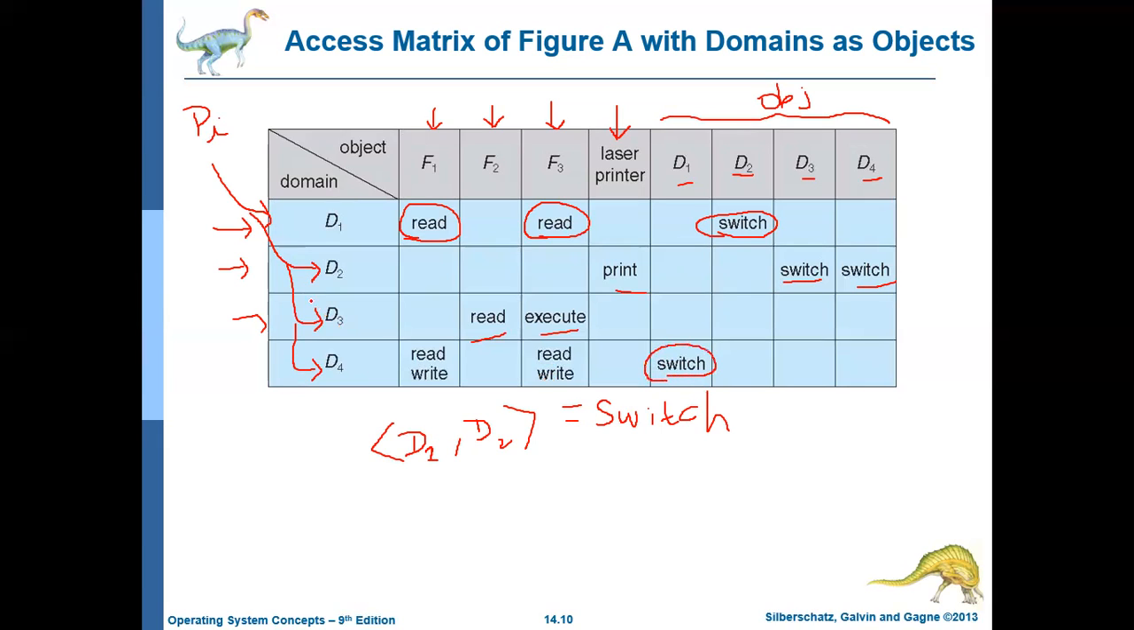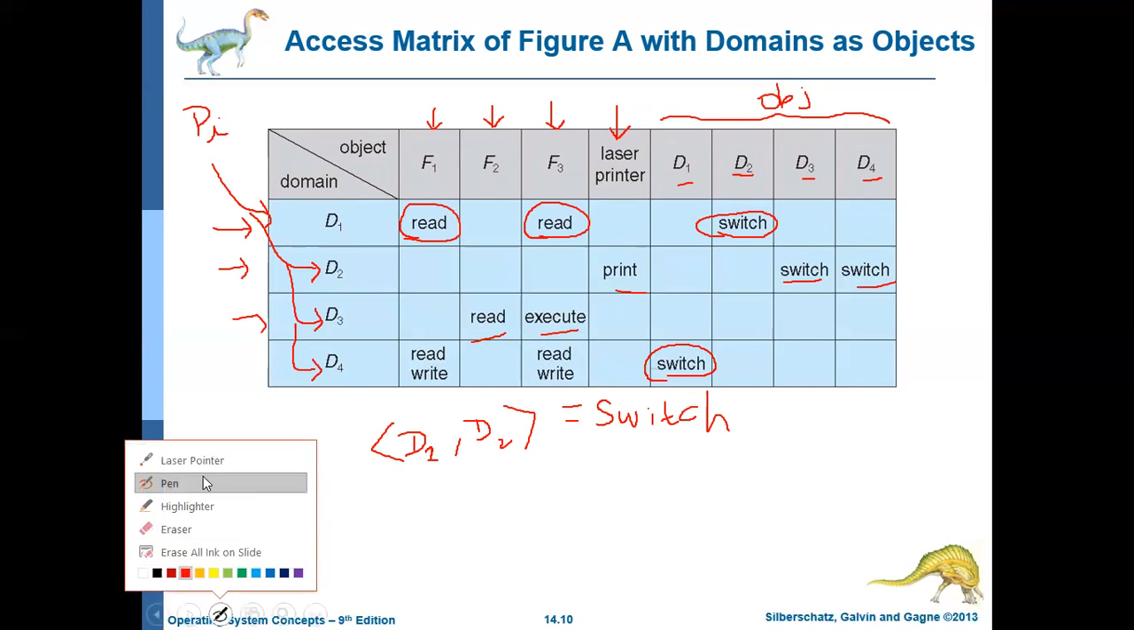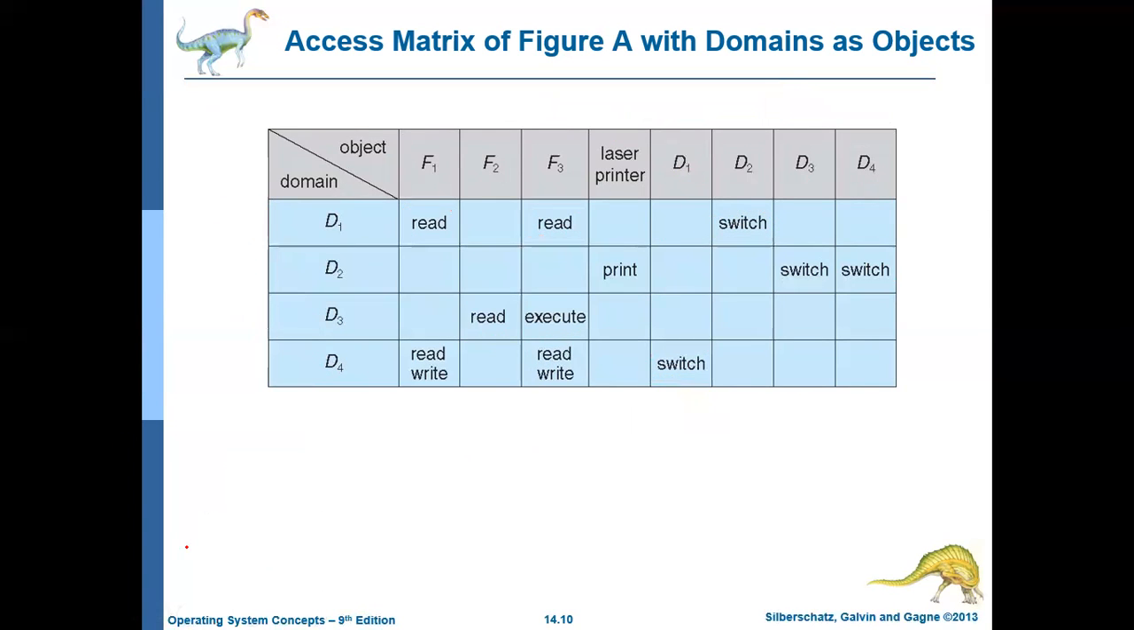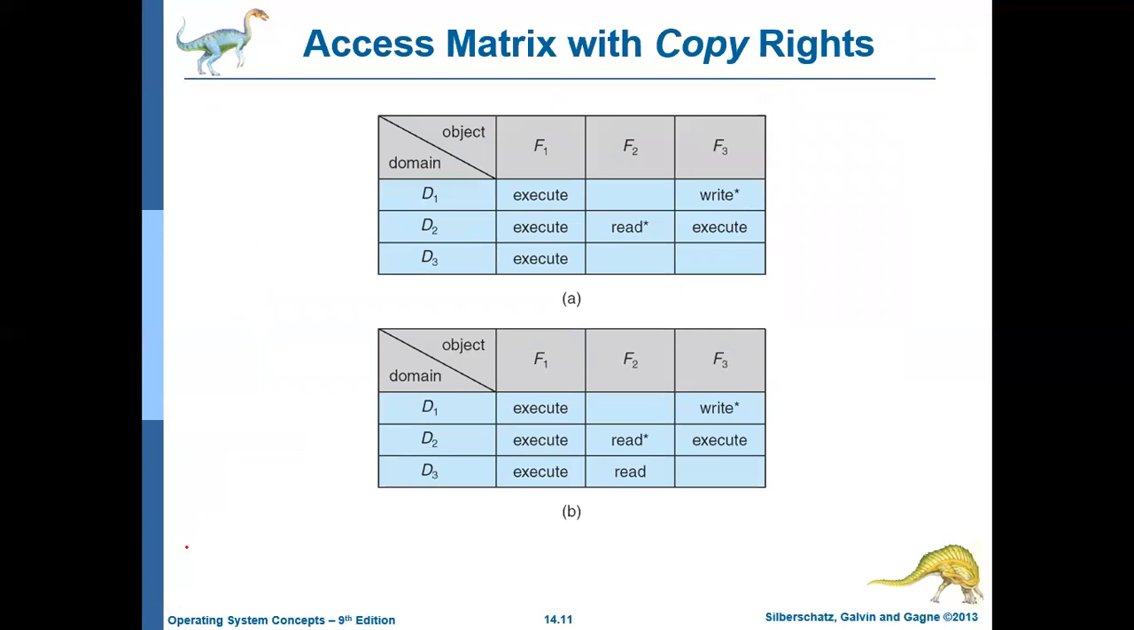That is, the user or the process which is executing on domain D4 can switch to the domain D1. If the user who is executing on domain D4 wants to switch to D2, then how will they do it? They can first switch to D1, and from D1 they can switch to D2. Okay, so this is what the switch privilege does. Switch privilege is basically used by one domain to switch over to another domain.